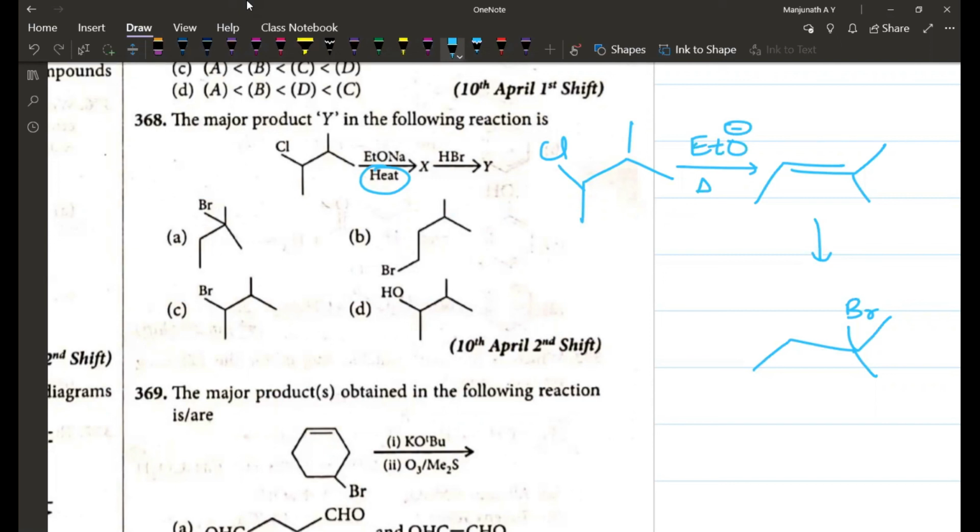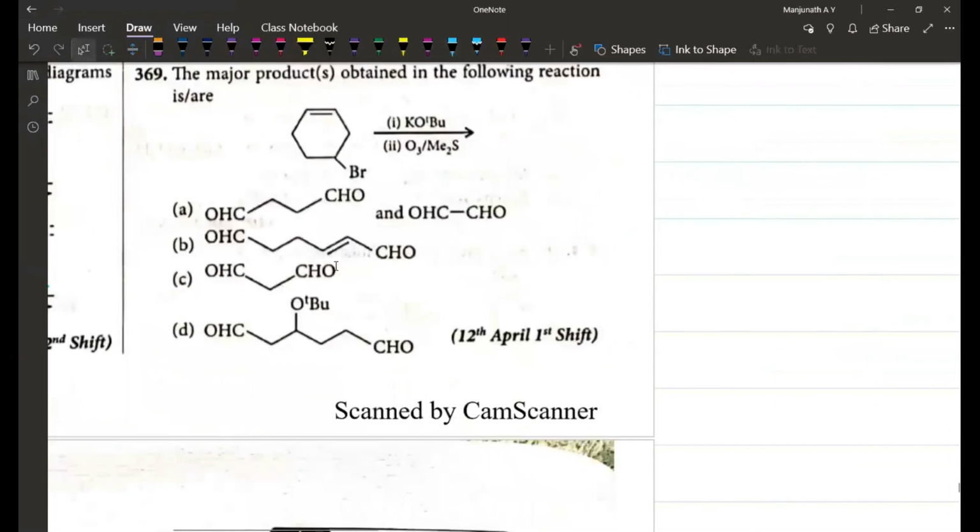Okay. See, only simple questions will come. You should be very careful. Next, 369. Sir, tert-butoxide will be a bulky base. Yeah, one minute. Surely, sir, it is a bulky base. This guy cannot act as a nucleophile.